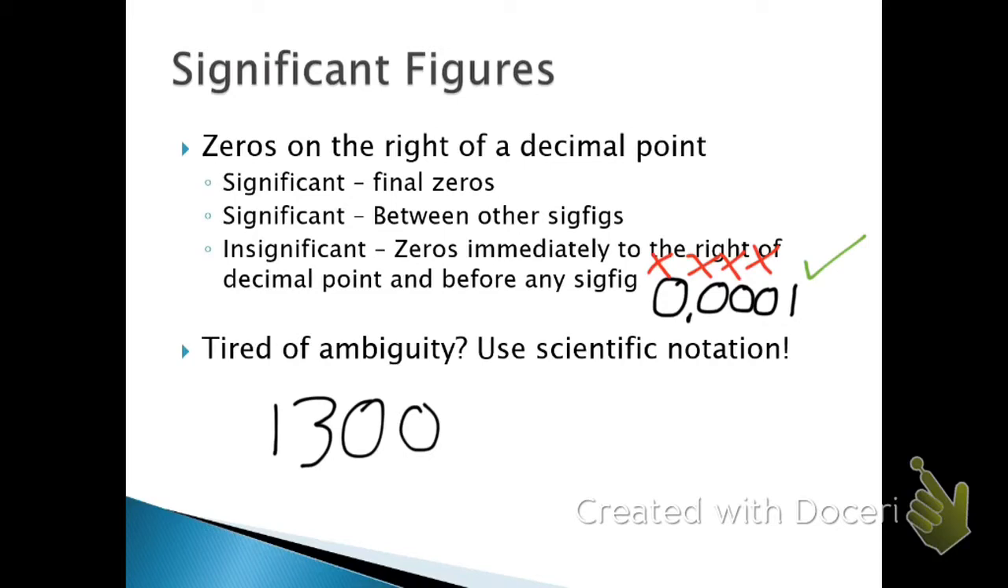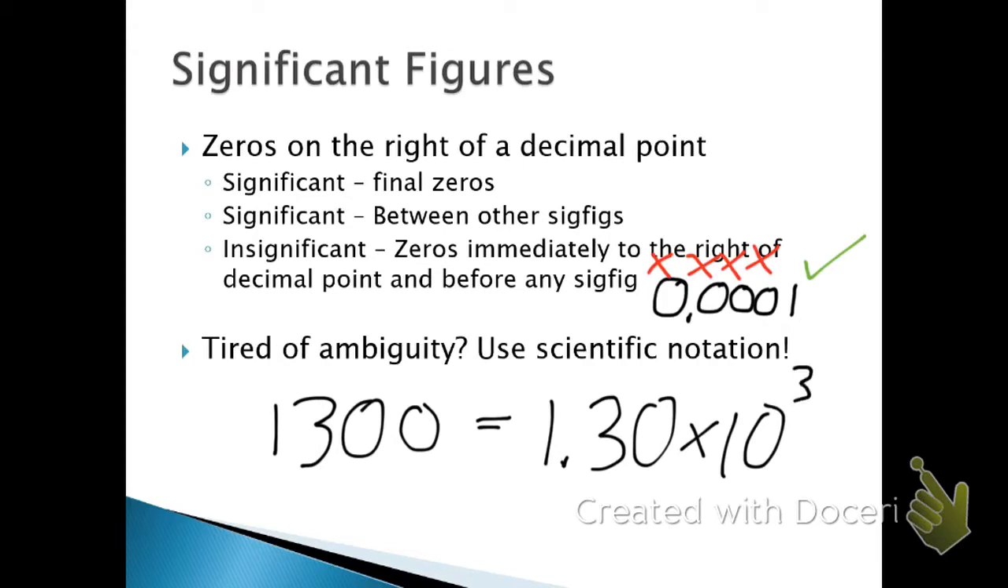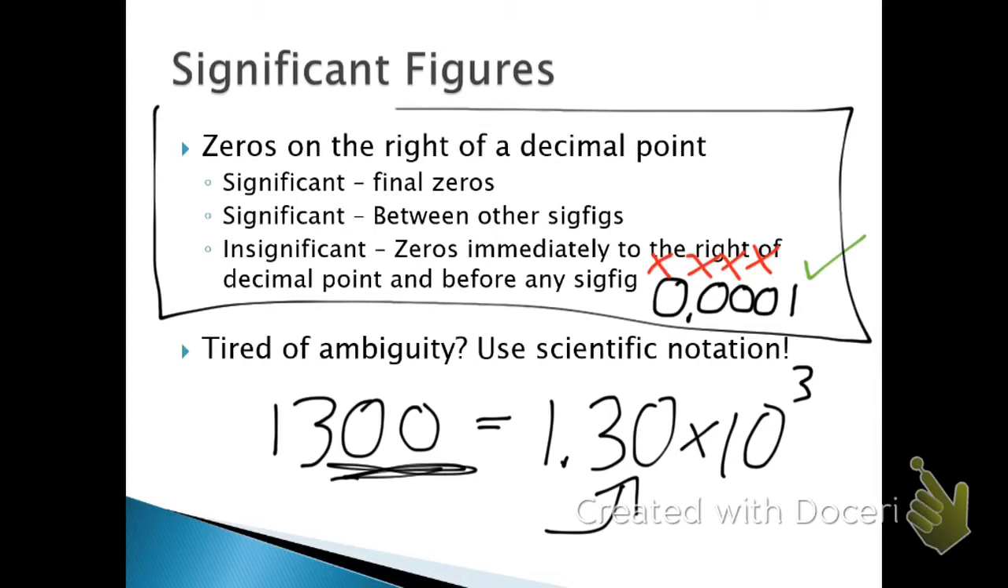Use scientific notation. I could also write this as 1.30 times 10 to the 1, 2, 3. Boom. Once I have it in scientific notation, now these zeros that were ambiguous are to the right of the decimal point, so they follow these new rules. So the way I just wrote it, this number would only have 3 significant figures, the 1, the 3, and the ending 0, because it's to the right of a decimal point now.